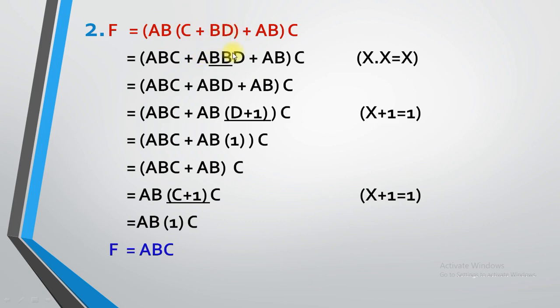There are 2 times B into B, which is similar to X into X, so it can be represented by X only. So I have written B only 1 time. Now out of this particular term, AB is a common factor, and D plus 1 is there in the bracket, which can be replaced by 1. Again in the remaining term, you can take AB as a common factor, into bracket C plus 1, which can be replaced by 1 based on the postulate x plus 1, and the final answer is ABC.